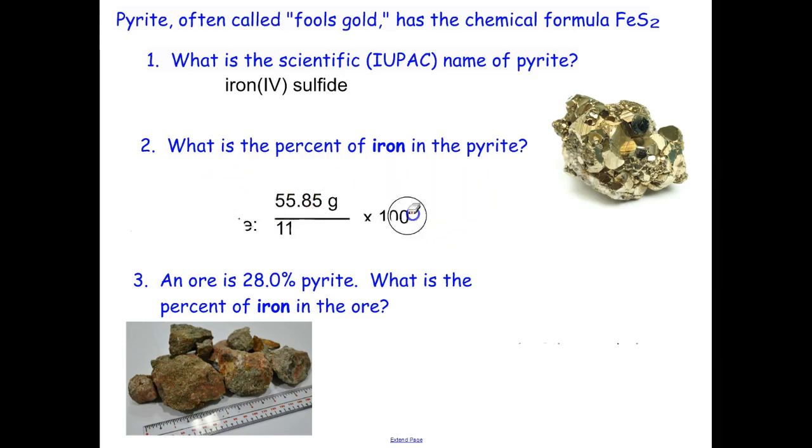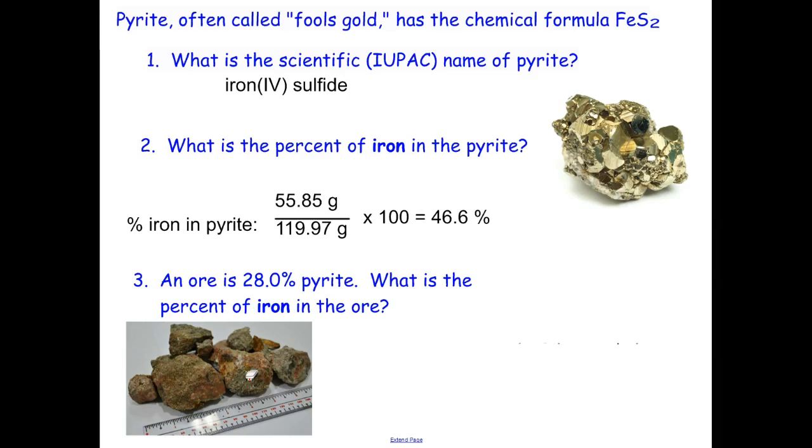Okay, let's compare the answers. So this one is much lower. It's only about 46.6% iron in the pyrite. Now let's take it a step further. Ore is usually a mixture of rock and the mineral we care about. So let's say the ore is only about 28% pyrite. In these rocks, what's the percent of iron in these rocks?